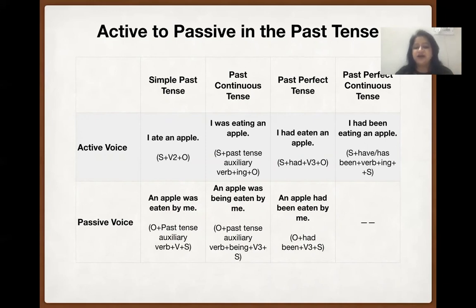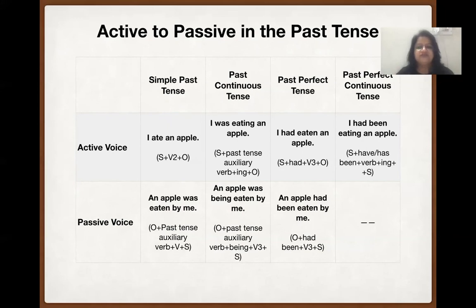Subject plus past tense auxiliary verb plus ing plus O. Subject is I, past tense auxiliary verb is was, verb is eat plus ing, plus O, which is apple. Now, an apple was being eaten by me. That is the answer for the passive voice. How is the passive voice made? O plus past tense auxiliary verb plus being plus V3 plus S.